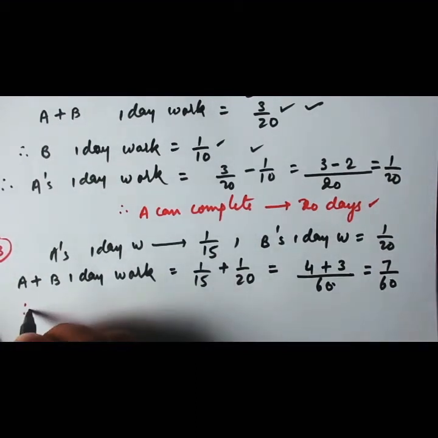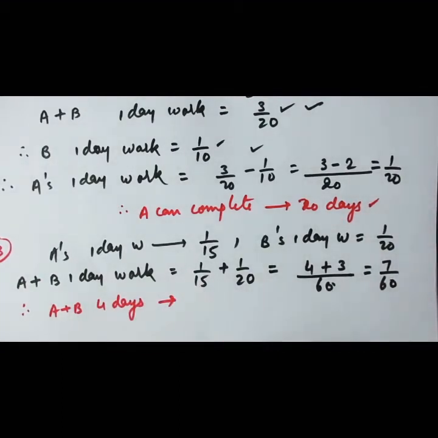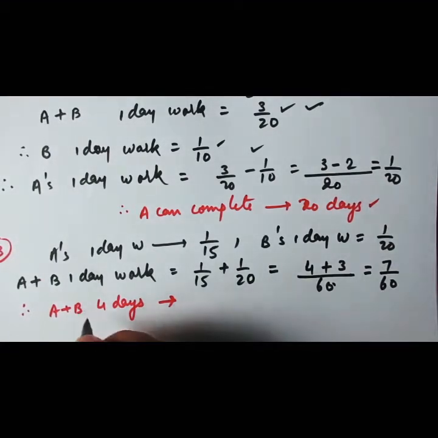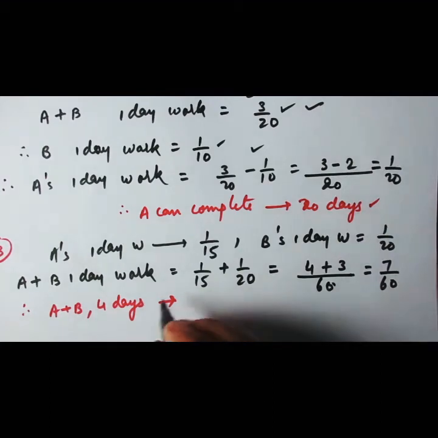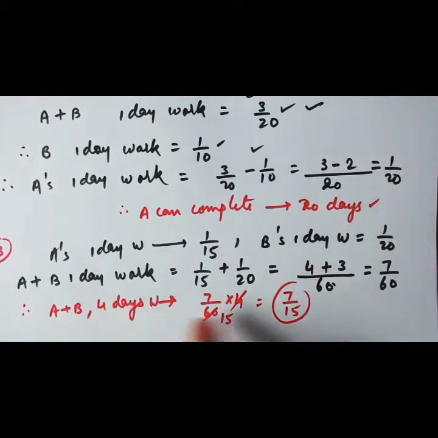Therefore, A plus B's 4 days work will be equal to how much? So beta, because they have already given you that they work on it for 4 days, A plus B's 4 days work will be equal to 7 by 60 multiplied by 4. 4 how many times? 7 by 15. So in 4 days 7 by 15 work has been done.